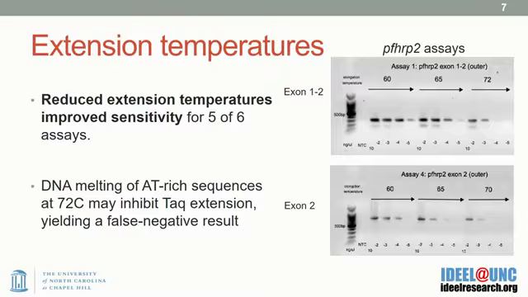One possible reason for this is that HRP2 and HRP3 are AT-rich targets, and it's possible that the DNA melts at the higher extension temperatures of 72 degrees, which makes it challenging for the polymerase to extend along the template.